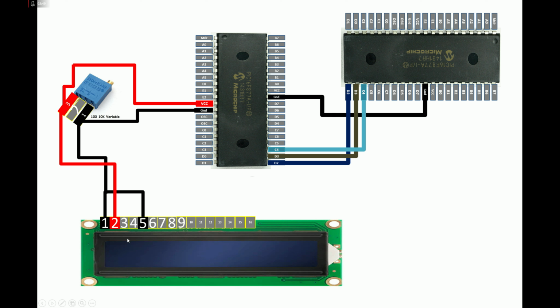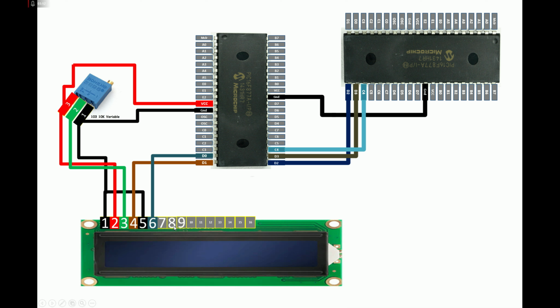So guys, pin number 3 of your LCD is the contrast adjustment pin. You need to connect it to the adjustable pin of your potentiometer like this. Pin number 4 is the RS pin. For the RS pin you can use any GPIO pin, so I'm going to use pin D1 like this. For the EN pin, that is pin number 6, I use pin D0.